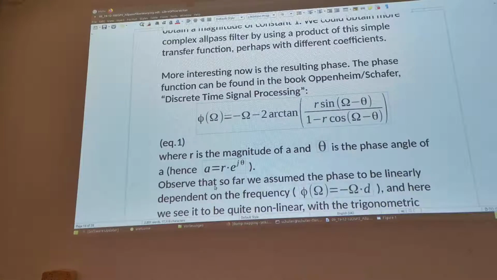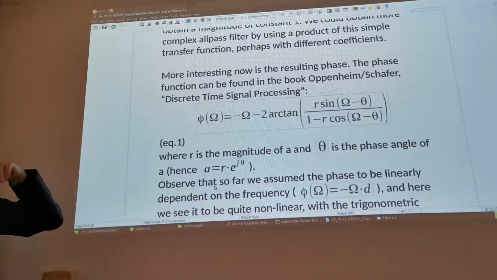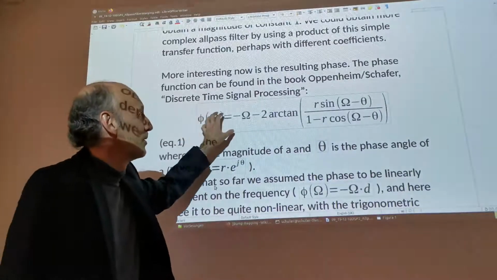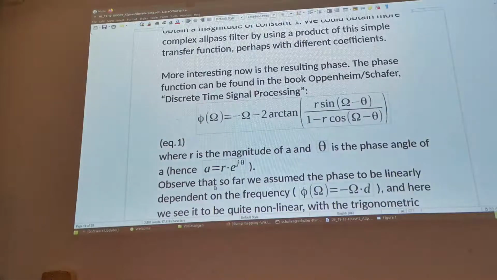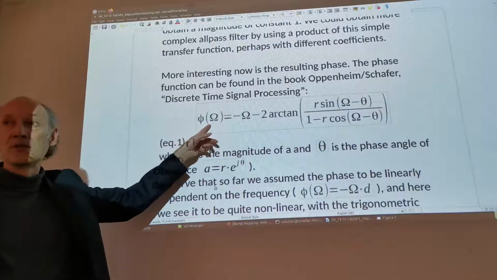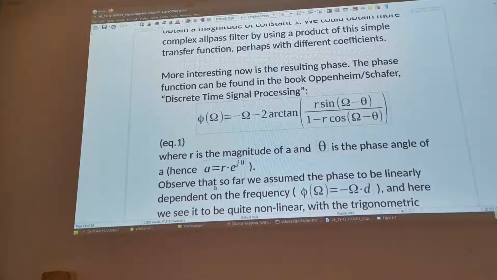Yeah, so the more interesting part is now the resulting phase of this filter, and we could derive it. We could also take a look at this book here, Oppenheim-Schafer, Discrete-Time Signal Processing, and there you can find this derivation. So this is the formula for the phase of this simple IIR filter. Right here you can see the phase function. And you can see this phase function is nonlinear. Actually also the phase function of our little IIR fractional delay filter was nonlinear, except that we didn't see it in the plot. It's slightly nonlinear.